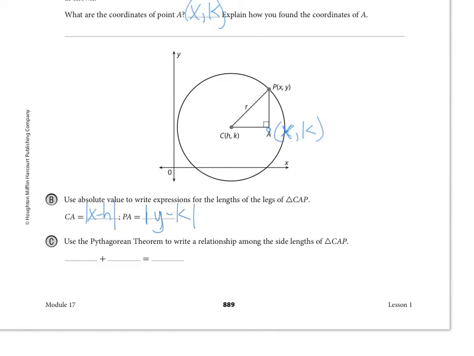Then it says use the Pythagorean theorem to write a relationship among the side lengths of triangle CAP. So of course we know that that's the length of side CA squared plus the length of PA squared, the two legs, remember, squared and added together, are going to be equal to the length of the hypotenuse, which is PC all squared.